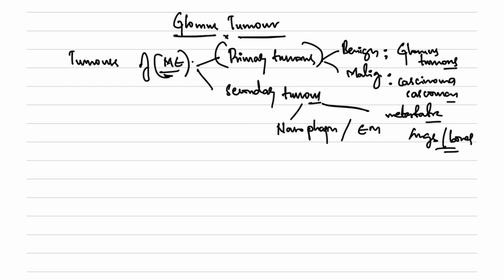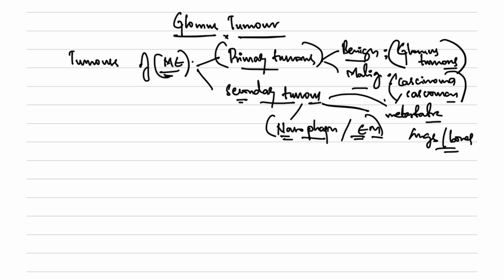So tumors of the middle ear: we have the primary tumors and the secondary tumors, and benign and malignant. In the benign we have glomus tumor. In the malignant we have carcinoma as well as sarcomas. In the secondary tumors we have structures arising from the adjacent structures, which are the nasopharynx as well as the external meatus. Then we have the metastatic spread from the bones as well as lungs. So today's topic of discussion is the glomus tumor.